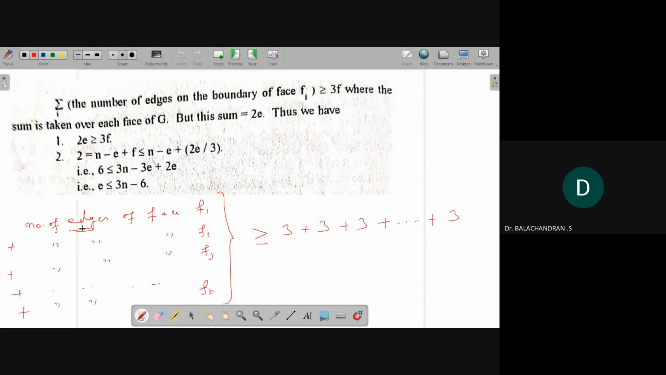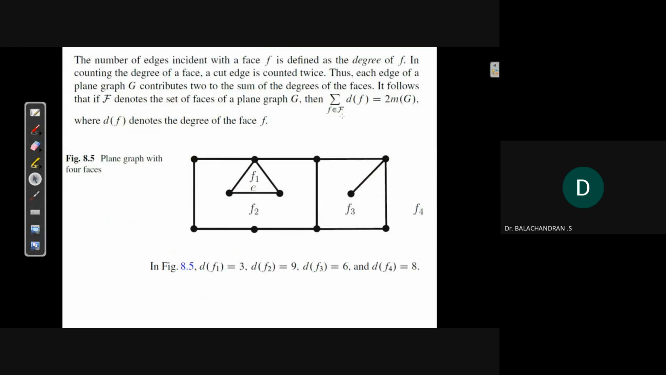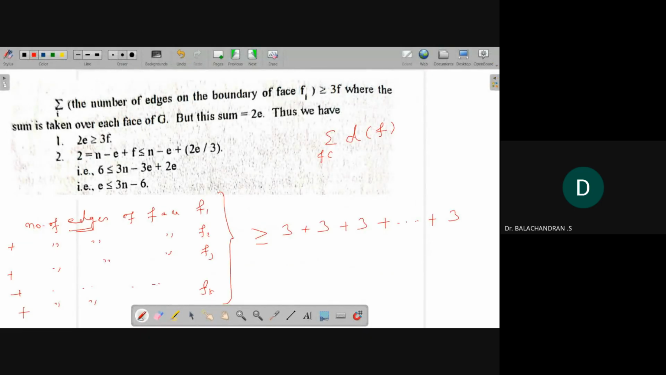So instead of this, we can write the left hand side as the sum of the degree of the face, F belongs to script F. Script F denotes the set of all faces of a planar graph. So script F, like this you can use.